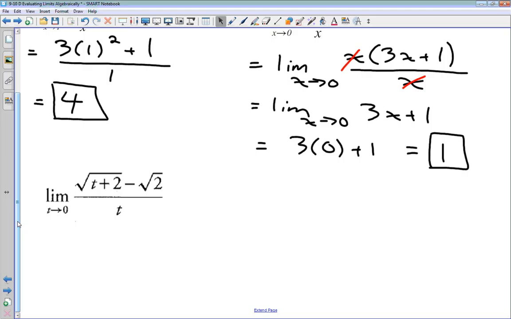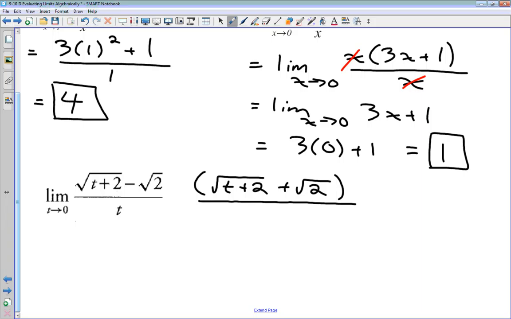What is the conjugate? If I've got this term on the top, square root of t plus 2 minus root 2, the conjugate of that is the square root of t plus 2 plus root 2. The exact same terms, just with the sign changed in between them. I'm going to multiply by that top and bottom.